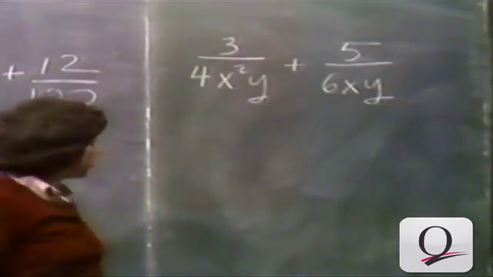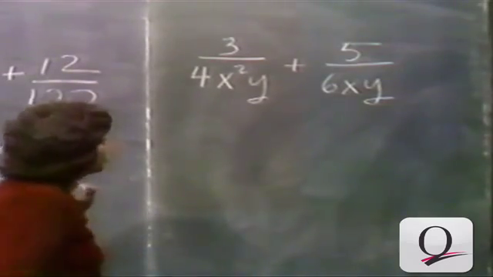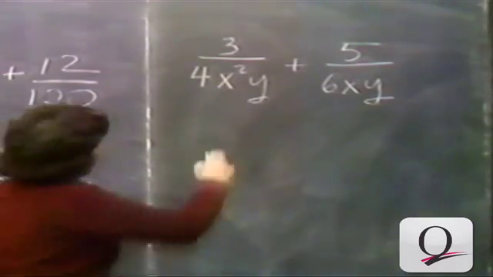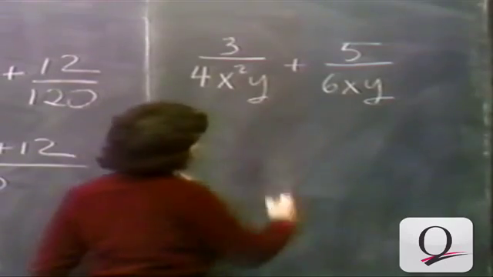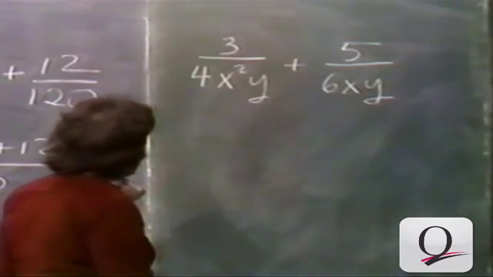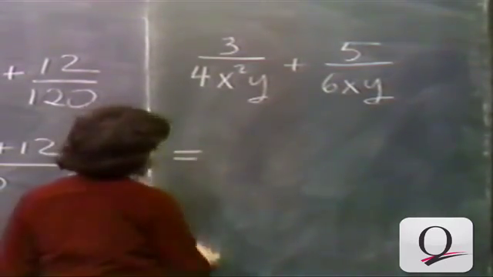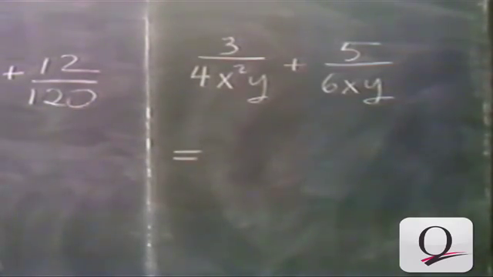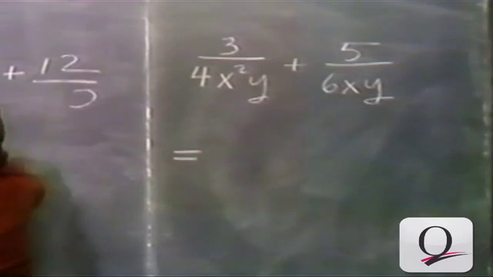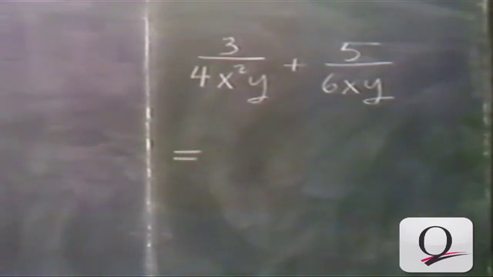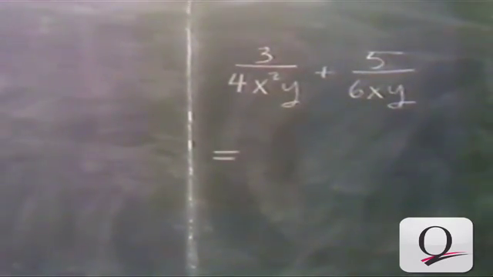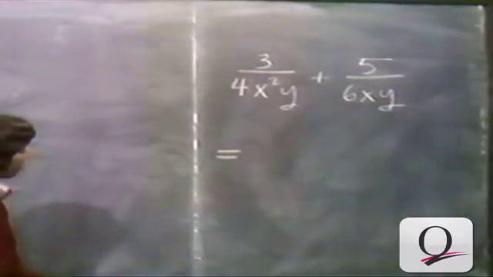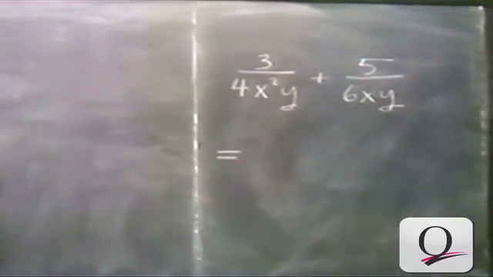Now your procedures are going to be exactly the same. In order to add these fractions, you're going to have to transform each of these fractions into an equivalent fraction having the same denominator. The question is, what is that denominator? We have to find the lowest common denominator in this problem. Now we can proceed as we did before. If you happen to just see it, fine.